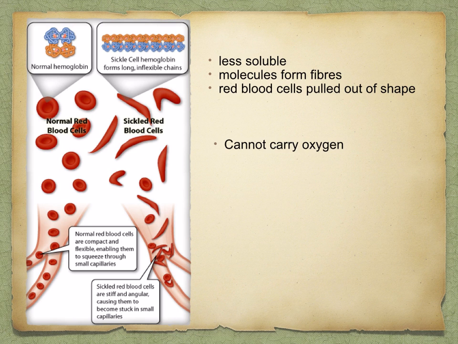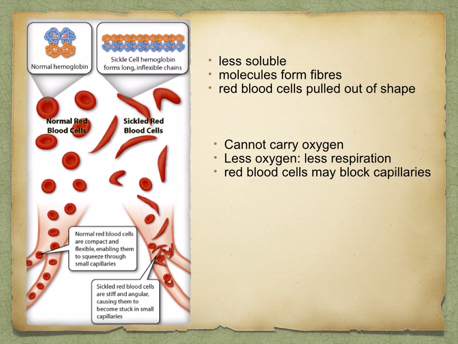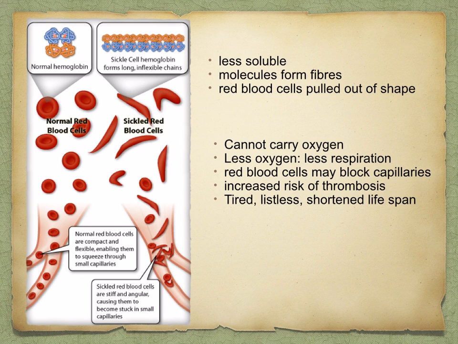The sickle cells cannot carry oxygen, so less oxygen means less respiration. These sickle cells may block capillaries because their diameter is greater than that of the capillaries. This means you've got an increased risk of thrombosis. Symptoms include being tired and listless, and also a shortened lifespan. So these are important points to note down for sickle cell anemia.